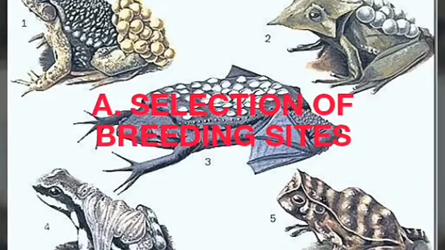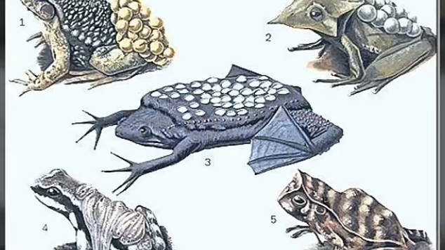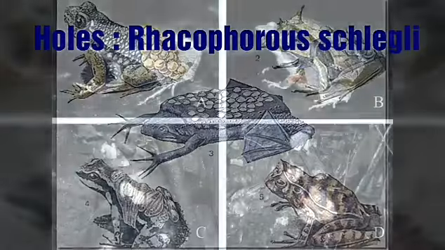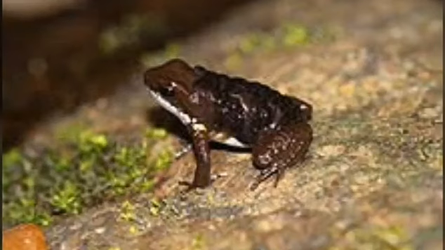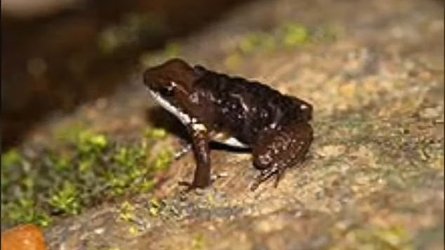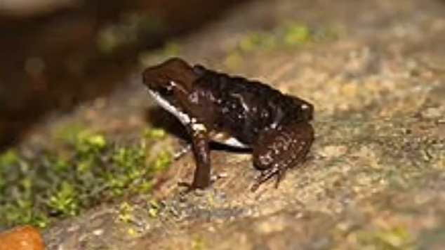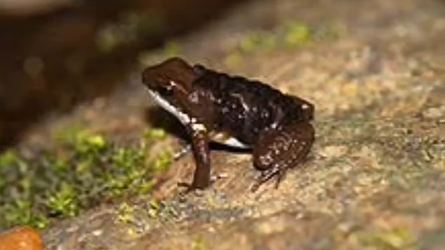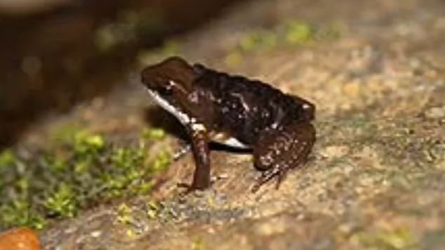First, holes. Example, Rhacophorus sigli of Japan. Eggs are laid in a hole or muddy bank of the rivers. After laying, the eggs are covered by foamy mucus to prevent desiccation. The eggs are washed out into the pond or river water during rain, and further development starts in the water.